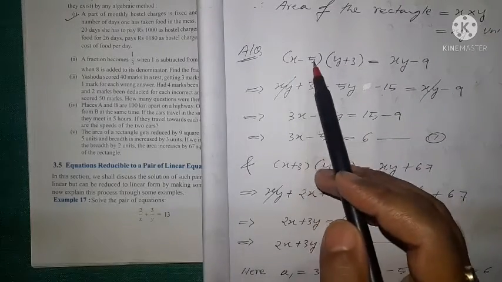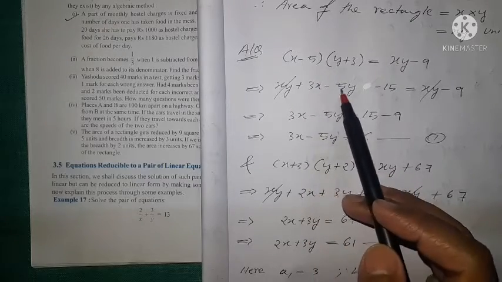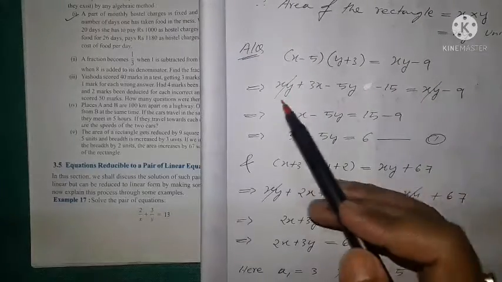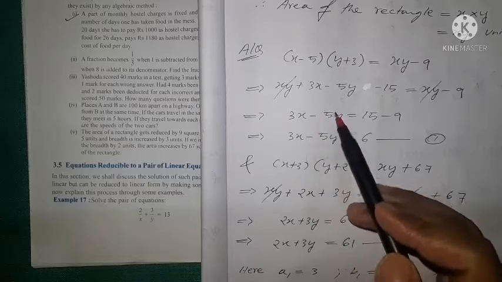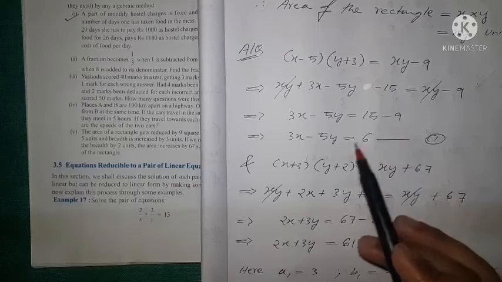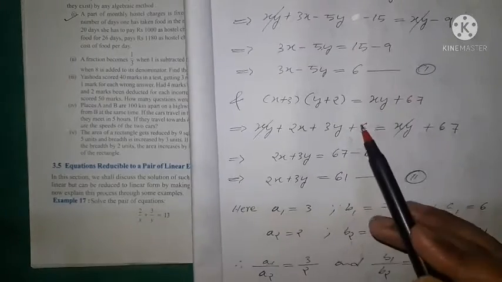So let's apply the distributive law and multiply this out. So it becomes xy plus 3x minus 5y minus 15 is equal to xy minus 9. So xy on both sides, we can cancel. So what remains there? 3x minus 5y is equal to 15, which goes to the other side and becomes plus 15 minus 9, so it is 6. So 3x minus 5y is equal to 6. So this is the first equation.